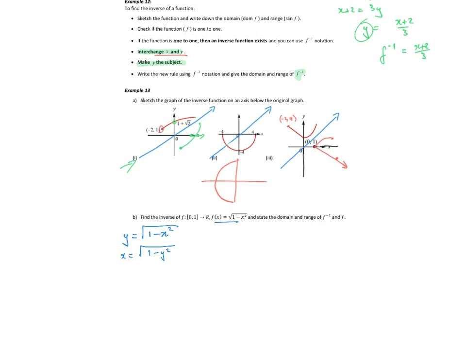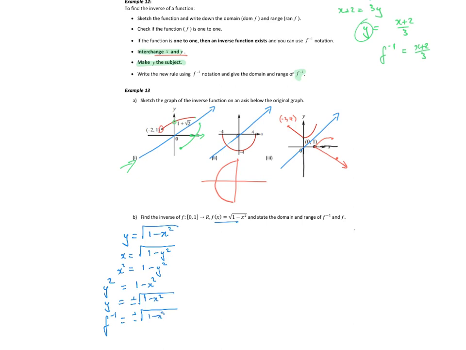So if I square both sides, I get x squared is equal to 1 minus y squared. Take y squared over and take x squared back. And I get y is equal to plus or minus the square root of 1 minus x squared. How's that? That doesn't happen too often. So that's what my inverse is equal to. Now I'm going to leave plus or minus for now, but it's not going to stay like that.